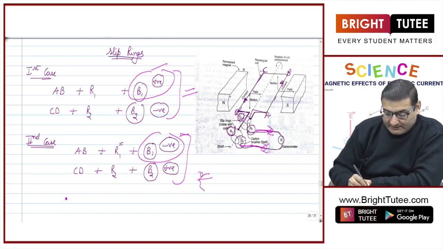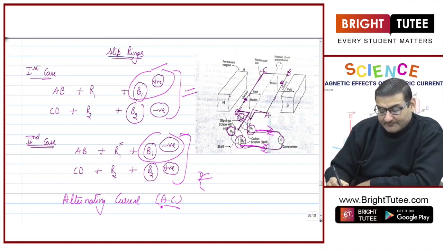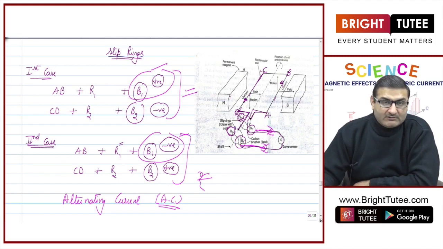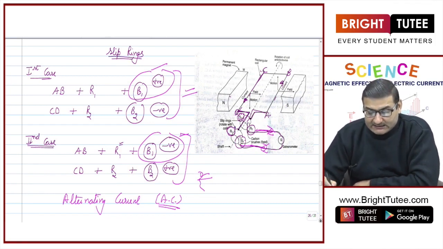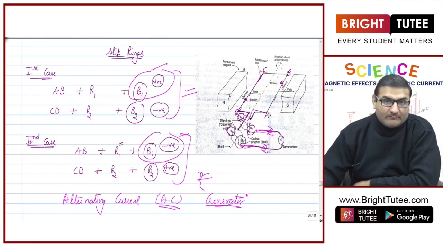Such a type of current, very importantly, is known as alternating current, which is represented as AC. What is alternating current? It is the type of current which changes its direction continuously. This is alternating current. And this setup in which we have generated this alternating current is known as AC generator or AC dynamo.